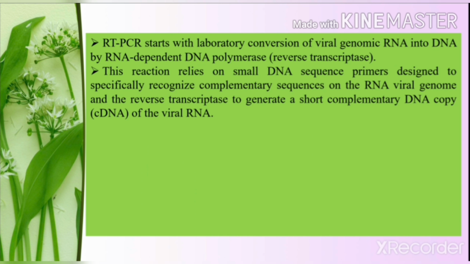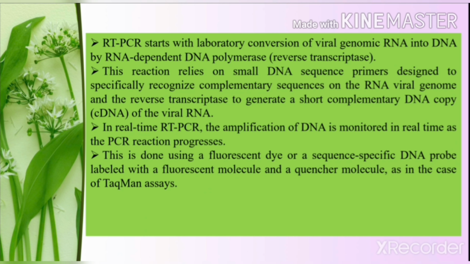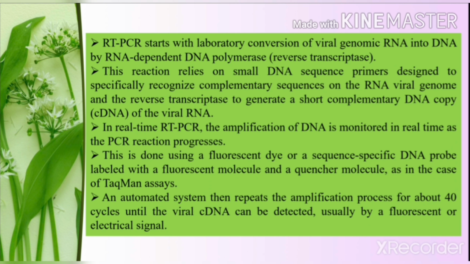RT-PCR starts with the laboratory conversion of viral genomic RNA into DNA with the help of reverse transcriptase. This reaction further amplifies with the help of primers, dNTPs and enzymes. In real-time PCR, amplification of DNA is monitored in real time as the PCR reaction progresses. This is done by using a fluorescent dye. An automated system then repeats the amplification process for about 40 cycles until the viral cDNA can be detected, usually by a fluorescent or electrical signal.